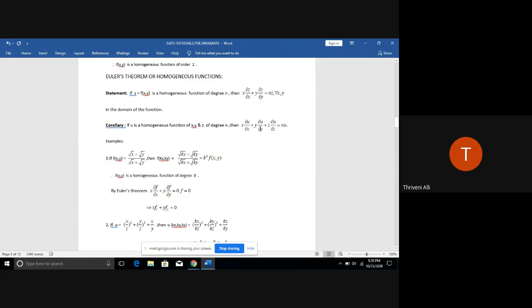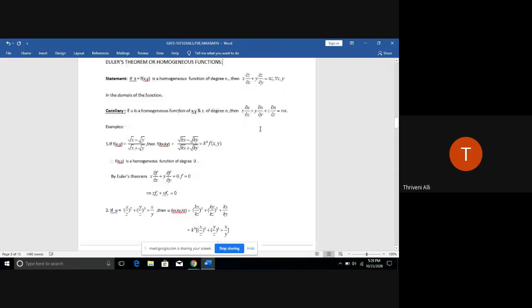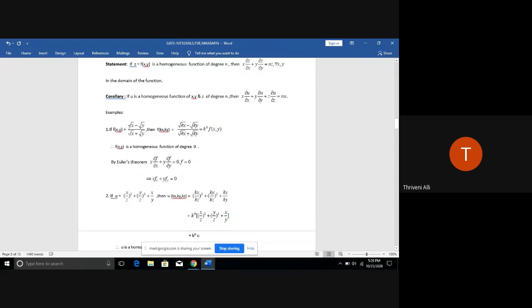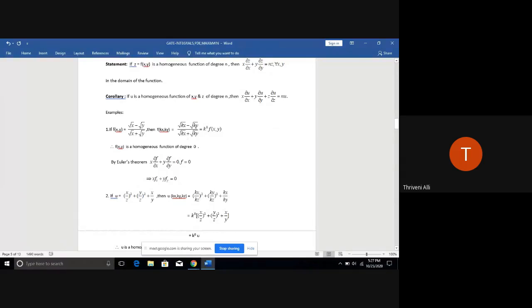Okay, so take one example. If f(x, y) = (√x − √y)/(√x + √y), then f(kx, ky) becomes, so what is that? Replace kx in the place of x and ky in the place of y. Taking √k common in the numerator, similarly √k common in the denominator, and cancelling constants, we write k⁰ into f(x, y). So the given function is a homogeneous function of degree 0.